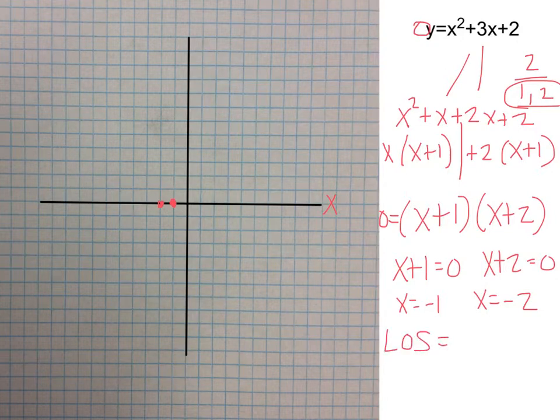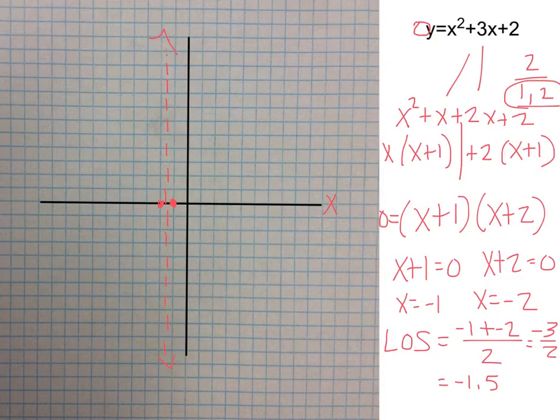So after I plot my 2 points, now I need to find my LOS. My LOS is you add up your two x's, -1 plus -2 divided by 2. Add them up, divide by 2. So that means that you are going to get -3 over 2. So that means it's -1.5. -1.5 is right here. So I am going to put a dotted line at -1.5. And that is all we're going to do right now.